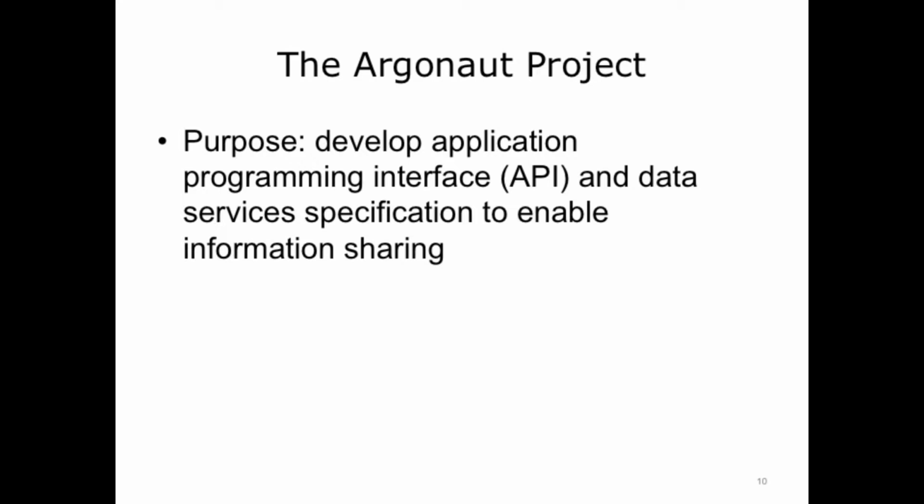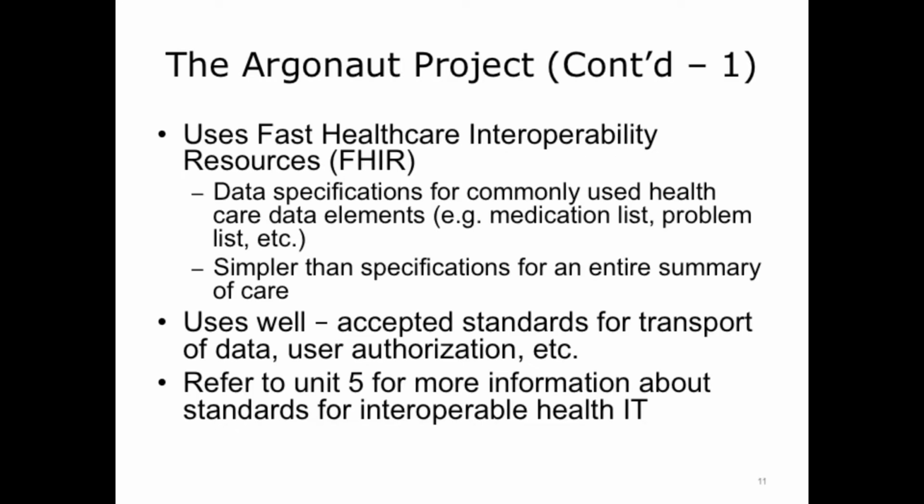Another initiative to advance health information exchange at the national level is an effort known as the Argonaut Project. The purpose of the Argonaut Project is to develop Application Programming Interface, or API, and data services specifications to enable information sharing. These APIs would allow health information technology vendors to more easily interoperate by sharing data in a provider organization. The Argonaut Project uses a draft standard known as Fast Healthcare Interoperability Resources, or FHIR.